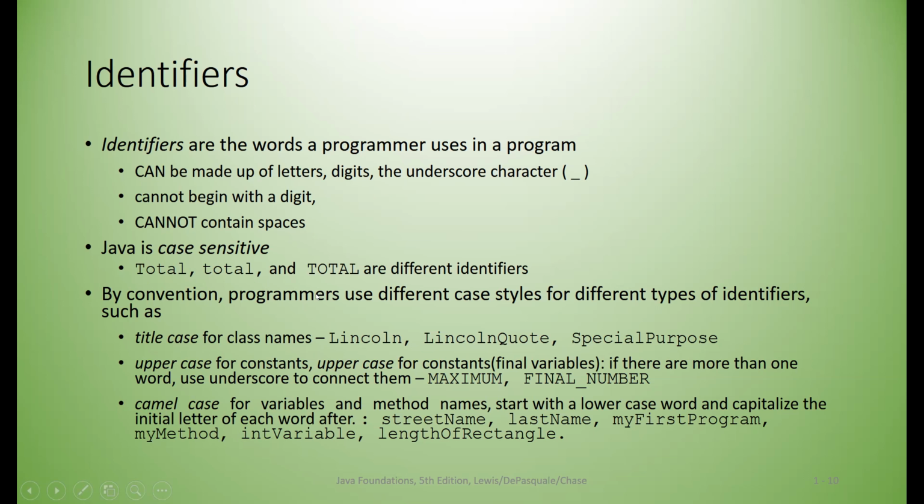By convention, programmers use different case styles for different types of identifiers, such as title case for class names. We discussed this already. You capitalize the initial letter of each word. That is for your class names. Uppercase letters for constants. We haven't learned constants yet, but just know that you can have cases like this, where all of them are uppercase. This is for constants. We will learn this in chapter 2.